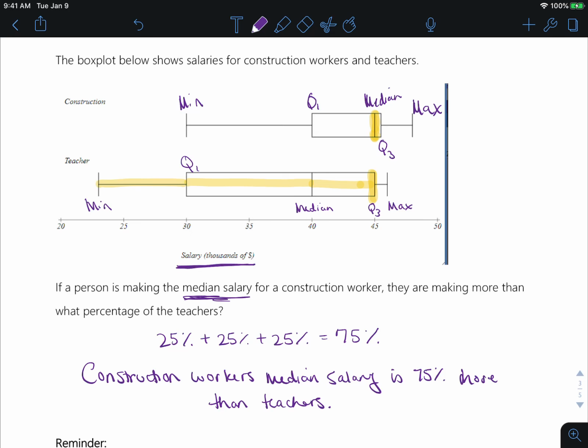So again, refer to this for your My Open Math homework. I stole this problem from there just to help you with answering those questions.